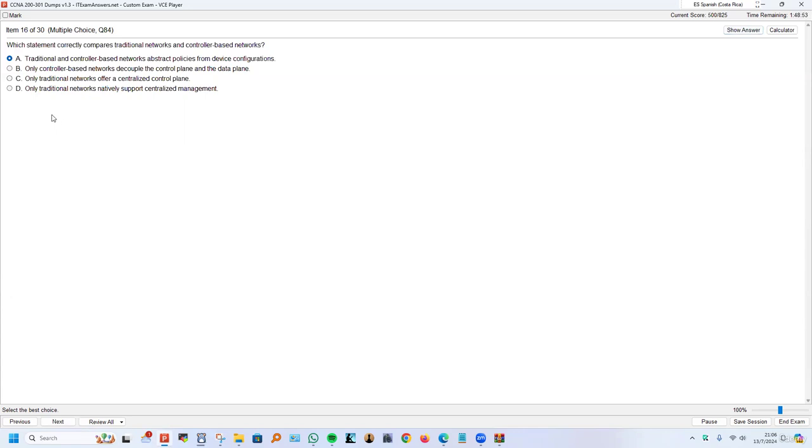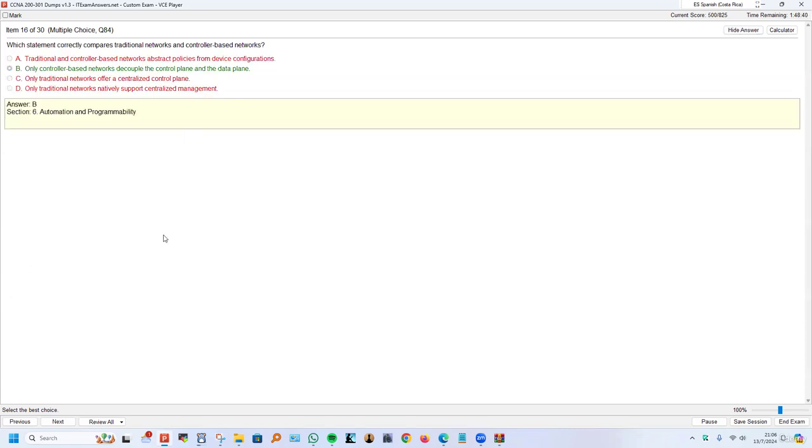Let's read the question again. Which statement correctly compares traditional networks and control-based networks? Only control-based networks decouple the control plane and data plane. That is very related to theory. So we have to review the theory there in SDNs and automation and programmability mainly. Next one.